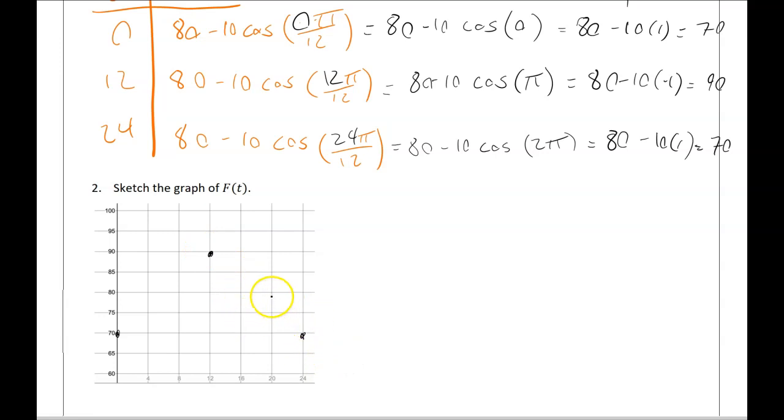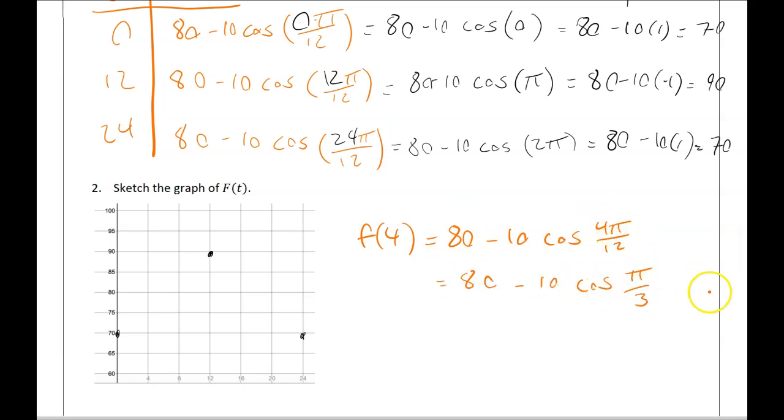Let's get some points in the middle. So let's do t equals 4. So let's do f of 4. And that would be, of course, 80 minus 10 cosine 4 pi over 12, which would equal, and then again I can sketch my unit circle. Pi over 3 is a 60-degree angle, and here's where it pays off to have this down really well, right?